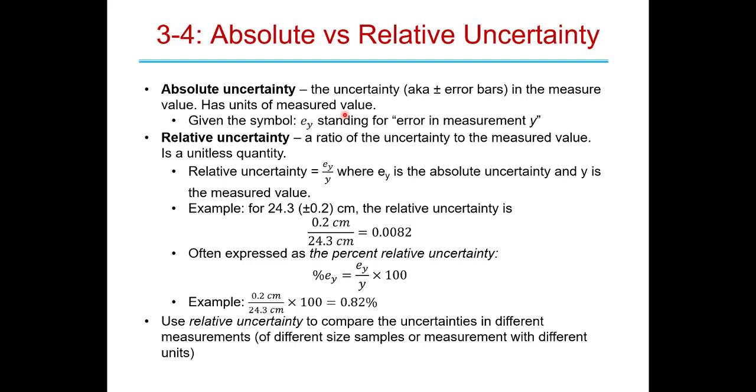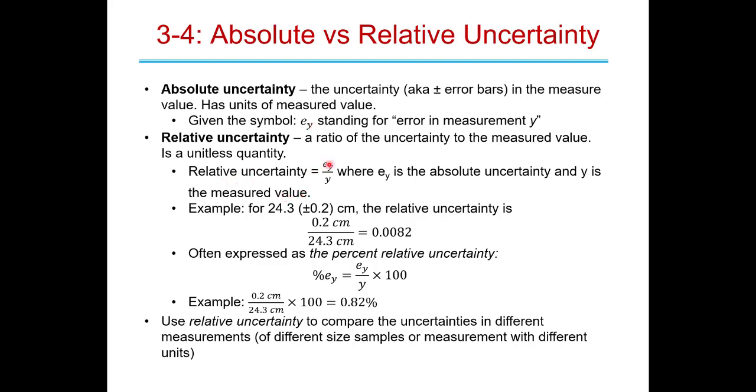So that's your uncertainty. Relative uncertainty, though, is a ratio of that uncertainty, the plus or minus error bar, to the measured value. And it is a unitless quantity because the units on the uncertainty and the units on the measured value will cancel out in that ratio. So we define it this way. Relative uncertainty is equal to, by the way, we're going to often use the symbol E sub y. So E just stands for the error or uncertainty, and y is standing for whatever quantity, whatever measured value: temperature, volume, milliliters of something, mass.